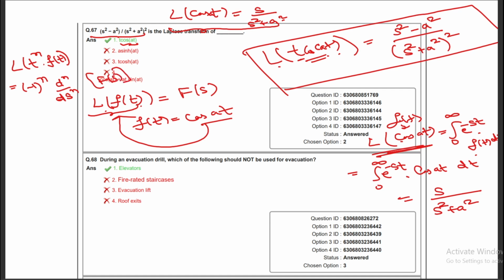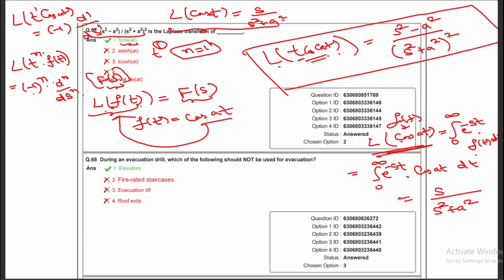Now what you have to do, you know you have to find t cos at, it means t power 1. So in that case your n value is equal to 1, and put this n value here. So you have to find Laplace of t power 1, and f of t, your function, is cos at. Okay, so in the right hand side the value of n is 1, you will get minus 1 here, and this is the first differentiation.